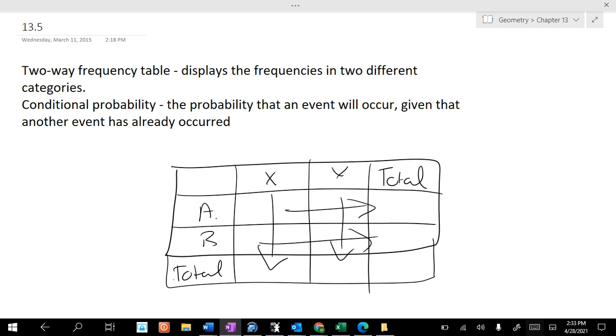Okay, two different categories. How A and X relate, how A and Y relate, B and X, B and Y. And so all the totals, the X's, totals, Y's, totals, A, totals, of B's, total.